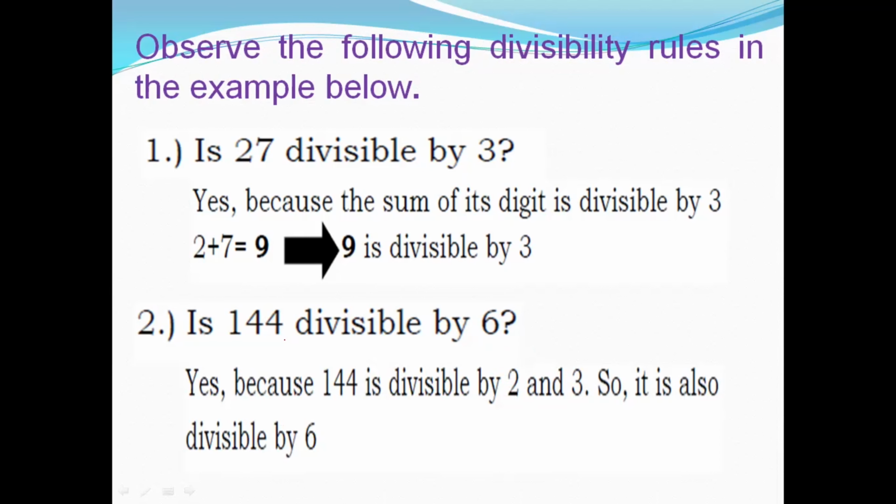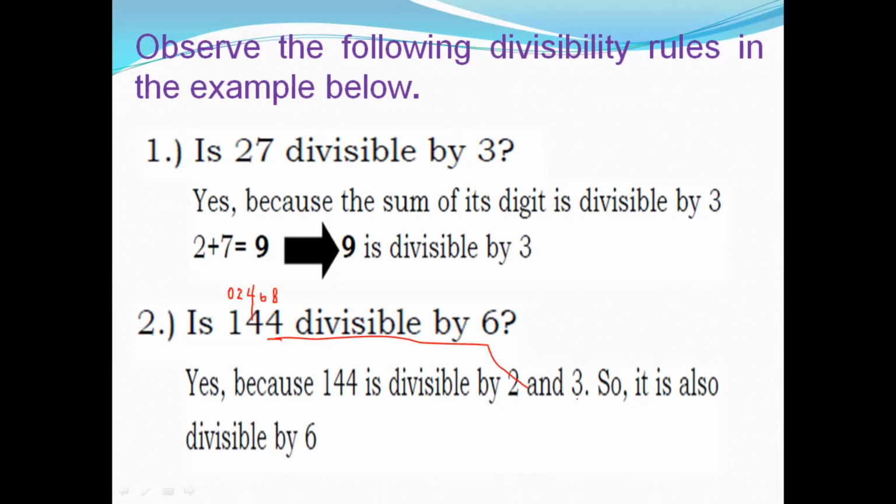What is the divisibility rule for 2? When the number ends in 0, 2, 4, 6, and 8. So when the number ends with 0, 2, 4, 6, and 8, it is divisible by 2. So 144 ends with 4. So this is divisible by 2.